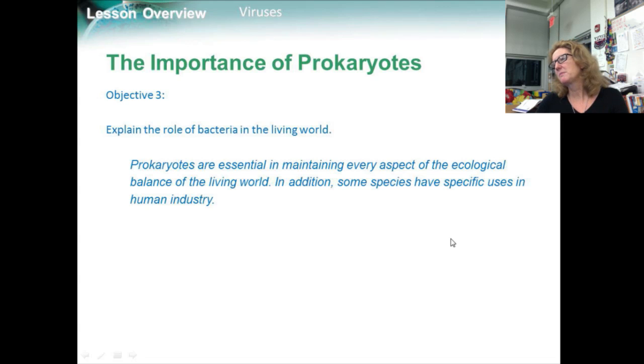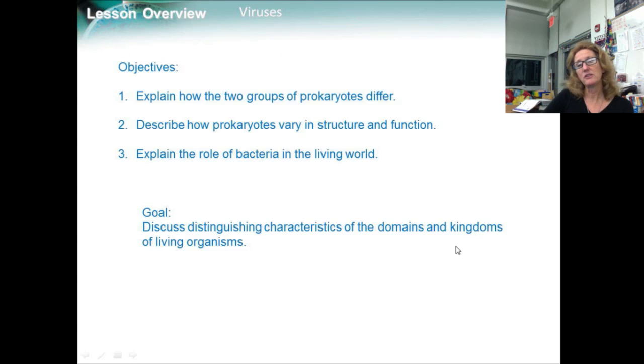So objective 3 is to explain the role of bacteria in the living world. Prokaryotes are essential in maintaining every aspect of the ecological balance of the living world. In addition, some species have specific uses in human industry. To review our objectives, one was to explain how the two groups of prokaryotes differ, also describe how prokaryotes vary in structure and function, and then explain the role of bacteria in the living world. And they all support our goal to discuss distinguishing characteristics of the domains and kingdoms of living organisms.